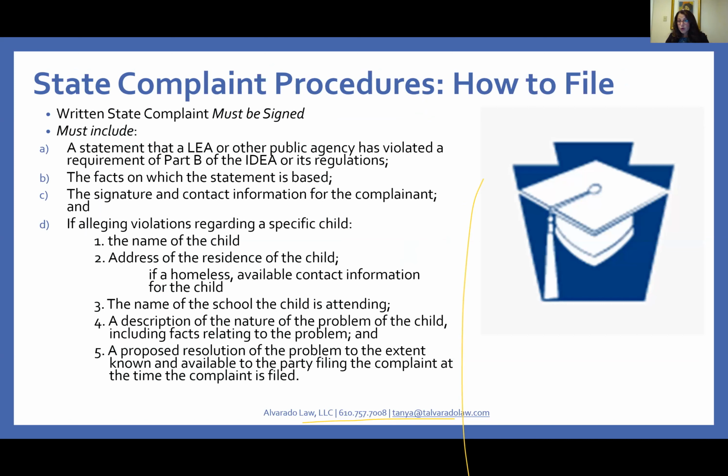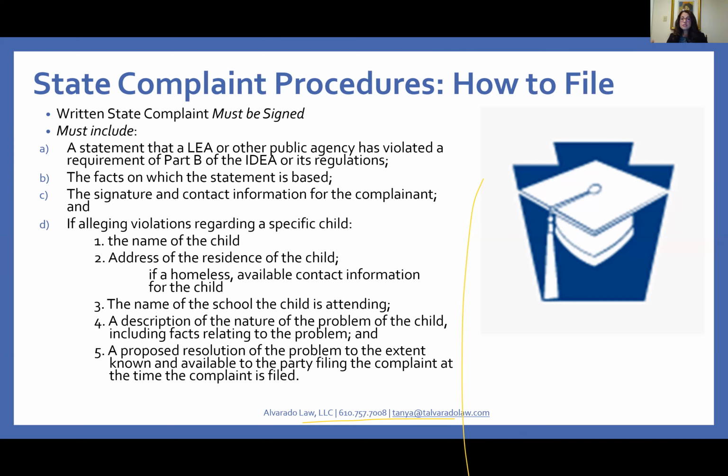You get the form. It has to be signed. If it's not signed, it's not considered filed. And I've listed here all the things that it has to include. Basically, you're telling the state what you're upset about and what the concern is. You say what the school district or the LEA has done wrong, or what has upset you about the situation or about the program.